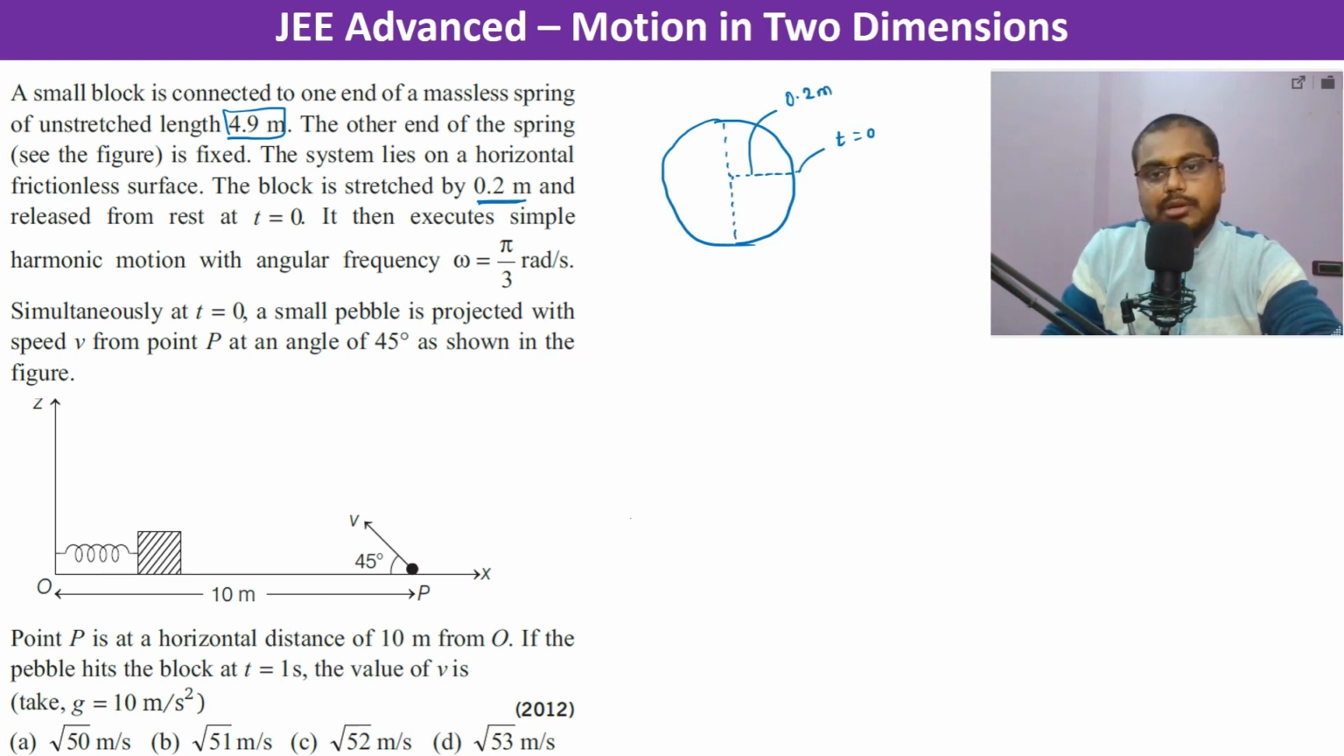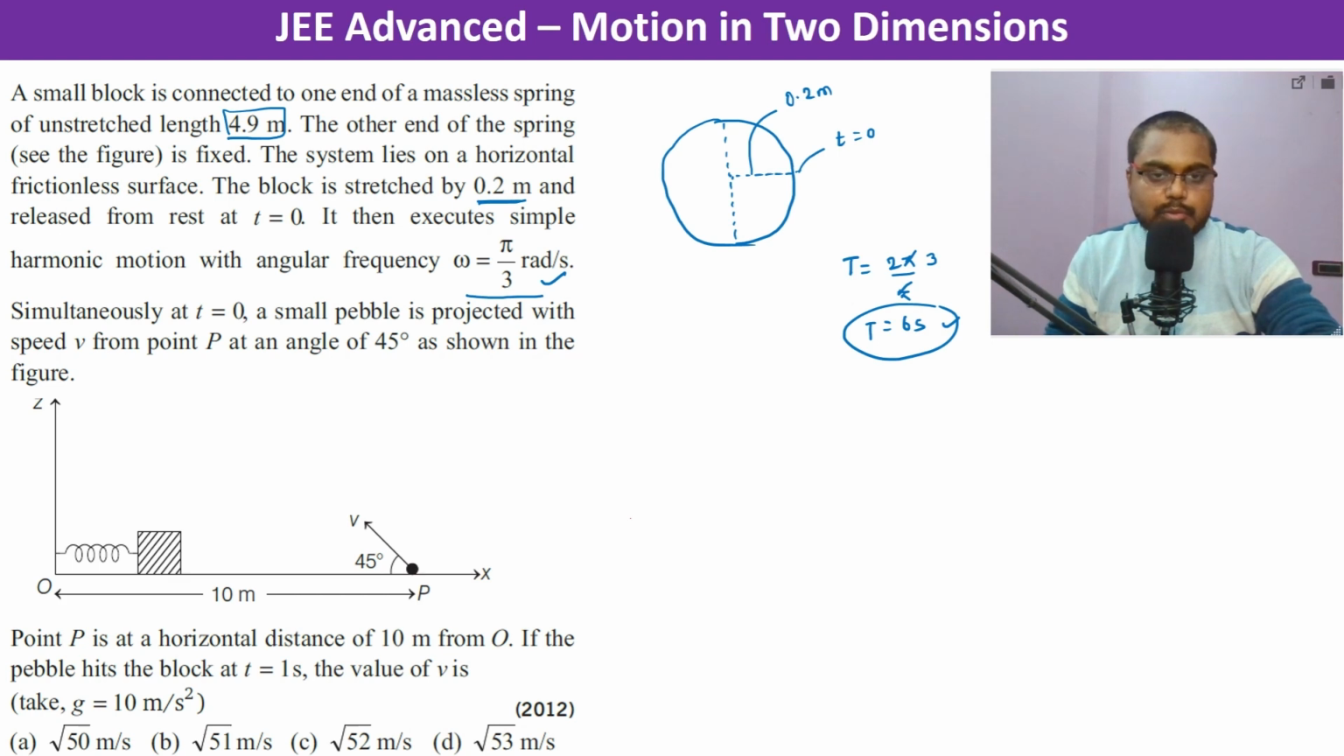It then executes SHM with angular frequency pi by 3 radian per second. So what is the time period? 2 pi by 3... it is 6 seconds. This is the time period. So it takes 6 seconds for one full oscillation.